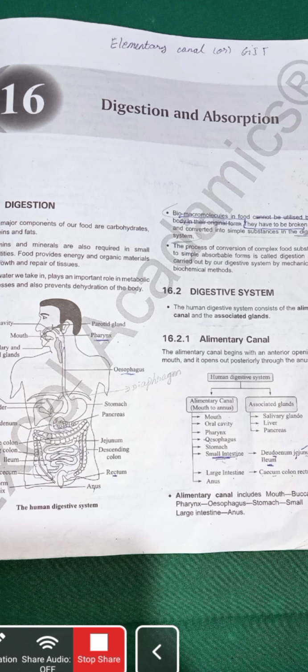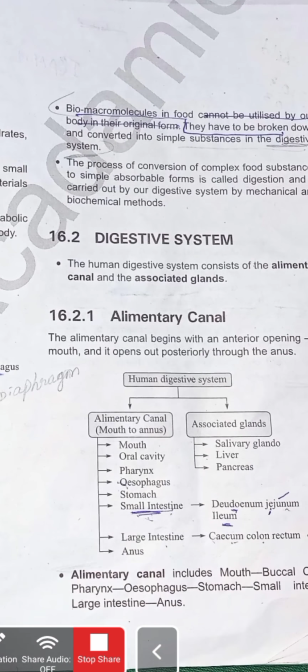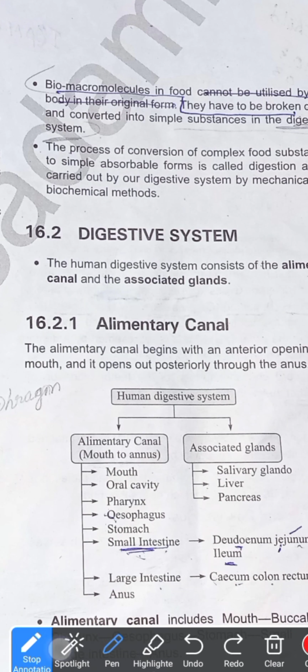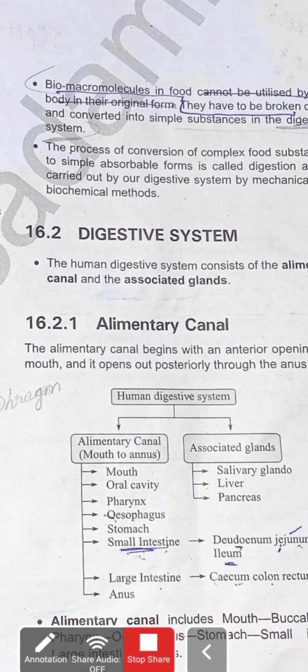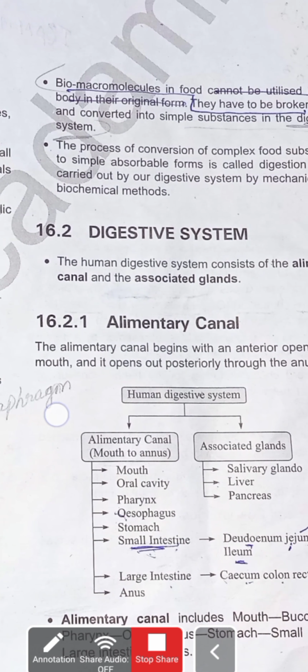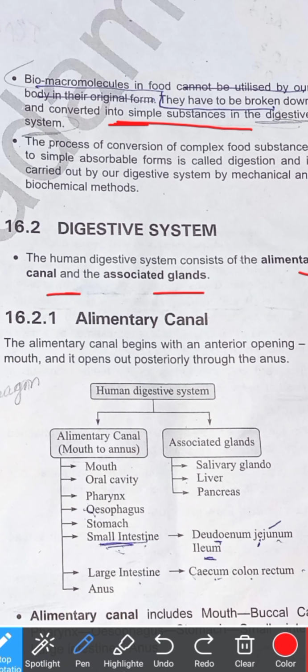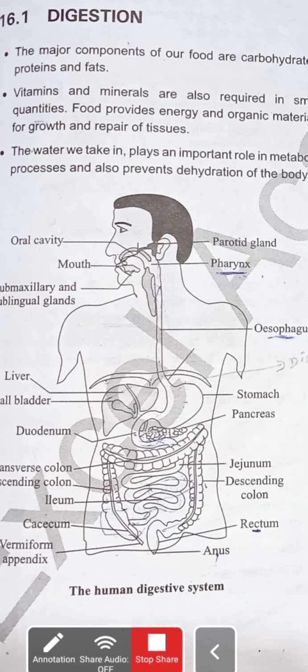The digestive system consists of two main structures. One is the alimentary canal, also called the gastrointestinal tract, and the next one is the associated glands. So what is this alimentary canal? It begins anteriorly with an anterior opening called the mouth, and it has a posterior opening through the anus.